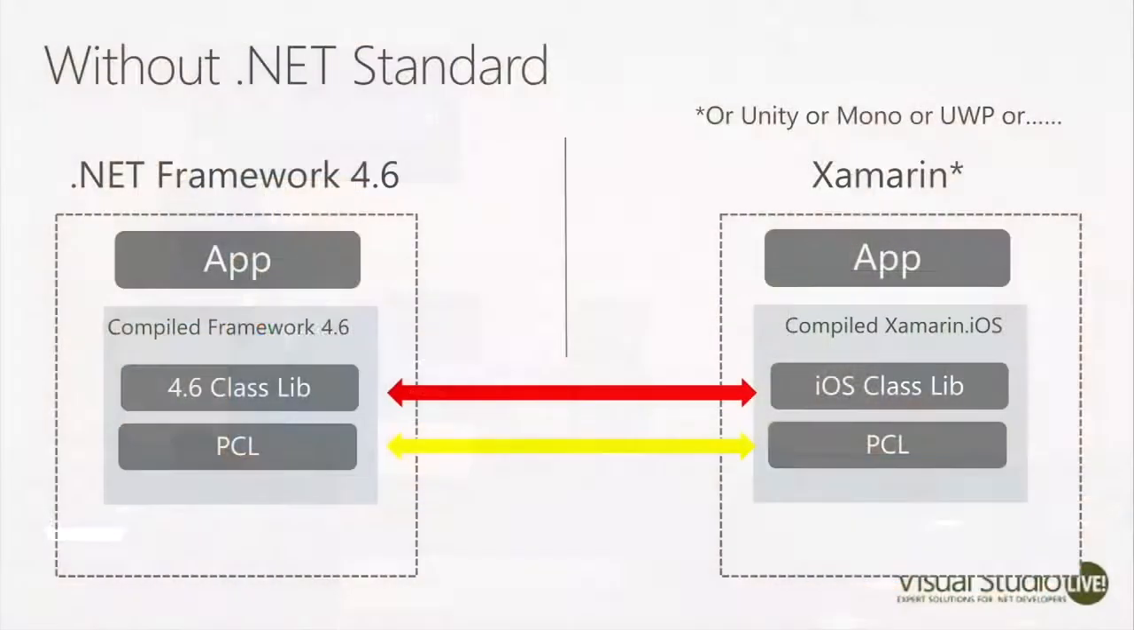So without .NET Standard, what happened? Oops, let's go back here. Without .NET Standard, you took a library, compiled, you were working on Xamarin, and you had a class library. And you couldn't really bring that over to your .NET Framework 4.6 application. You had this concept of portable class libraries, which if you've ever used them, I apologize on behalf of the portable class library community. It was just a mess.